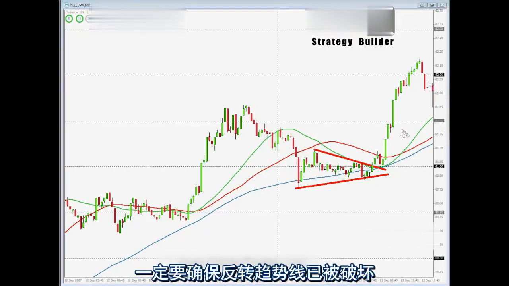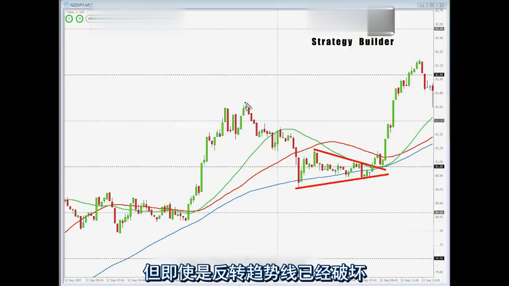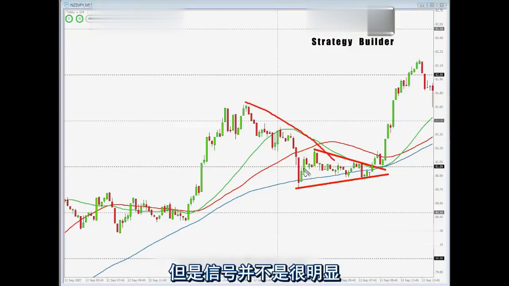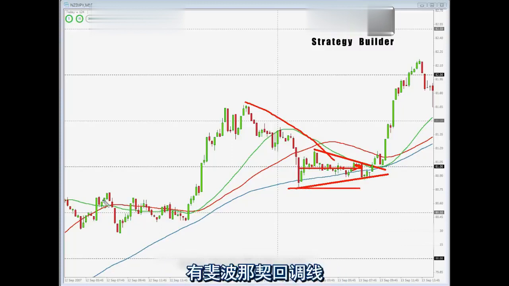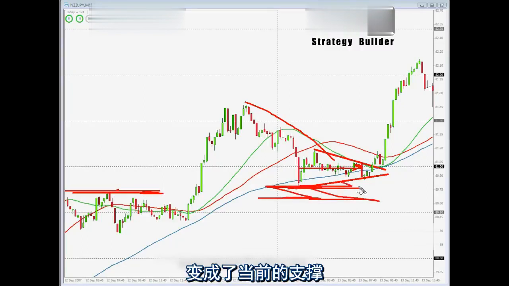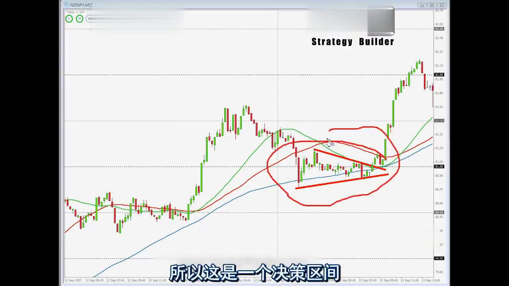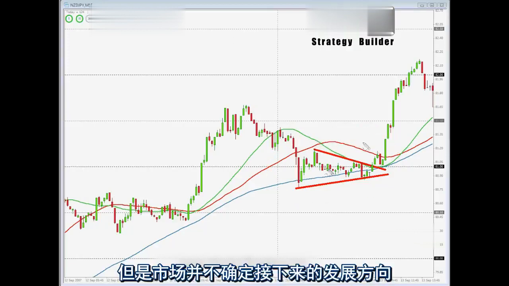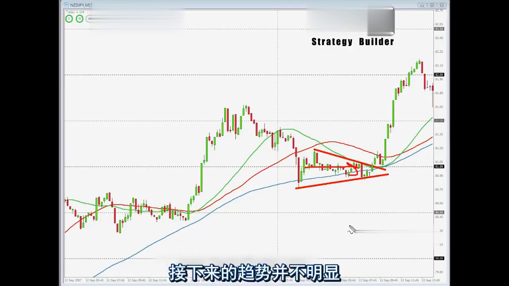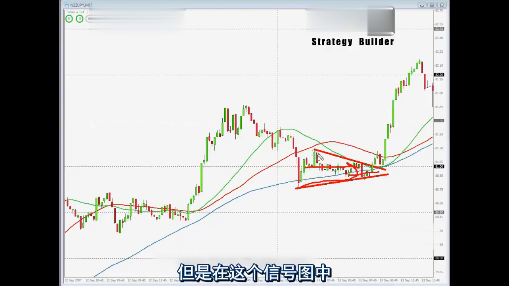Right. So even though the trend line has given way, the signal is not quite that clear. Once again, we enter a decision-taking area. Remember, we have a confluence. We had the Fibonacci level. We had the previous swing high, former resistance now working as support, and a dynamic area of support as well. So basically, we're at the decision-taking area, and the market is not quite sure which direction it wants to go. It just doesn't know.